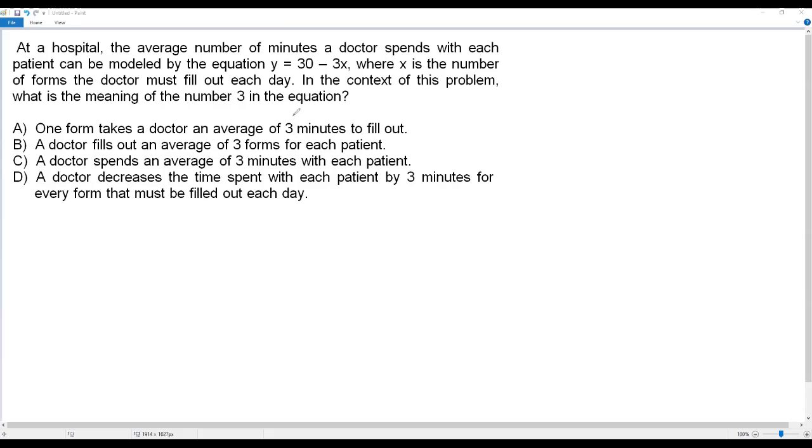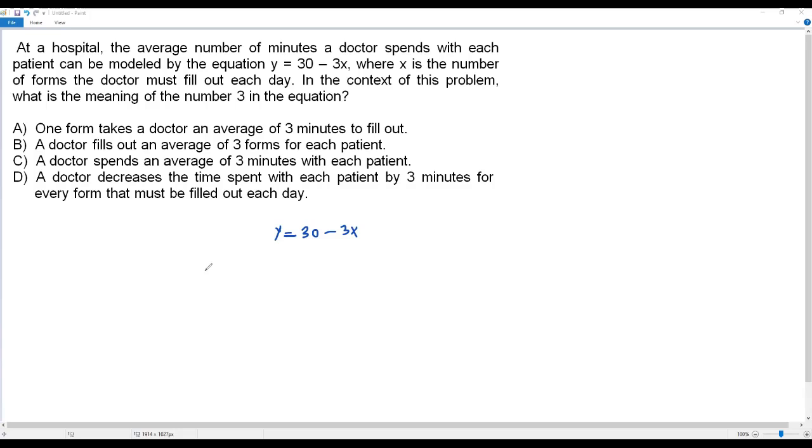Okay, now let's practically approach this problem. Let me consider the equation we have over here, that is y = 30 - 3x. So this y represents the average number of minutes a doctor spends with each patient, and this x represents the number of forms the doctor must fill out each day.